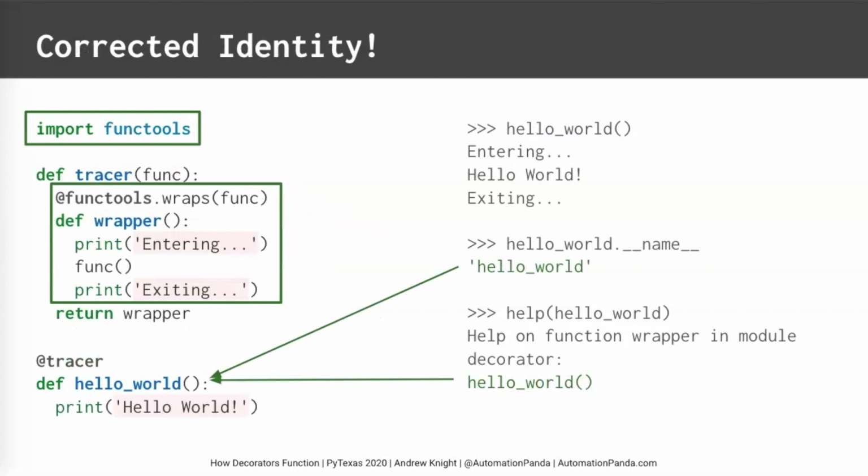Never fear, there's an easy solution. The functools module provides a decorator named wraps. Put functools.wraps on the wrapper function and pass in the inner function object. And decorated functions once again show the right identity. That's awesome.